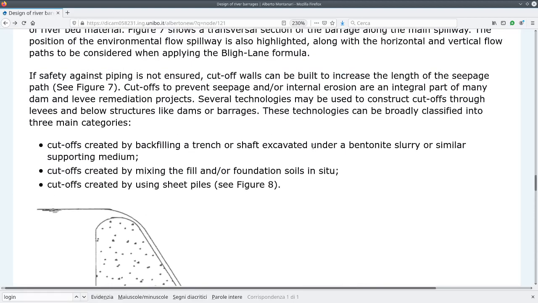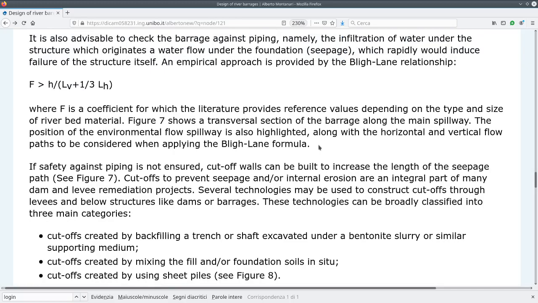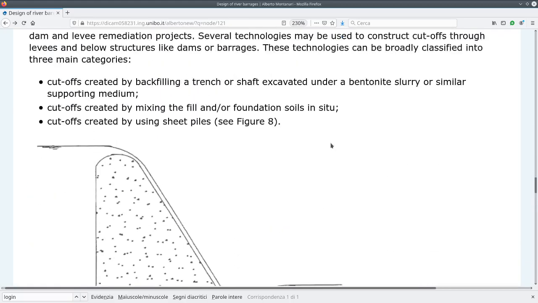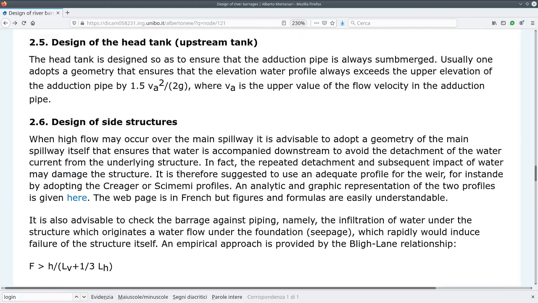And the relationship is called, let me see where it's linked, just one second. Yeah, here. The relationship is called the Creager or Shimemi profile. And very often both names are used. People say a profile Creager/Shimemi.